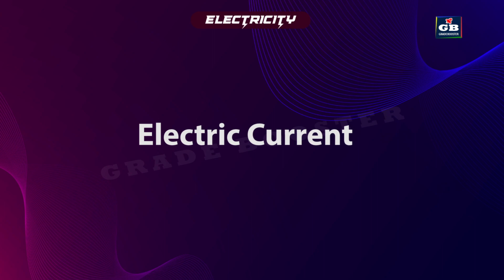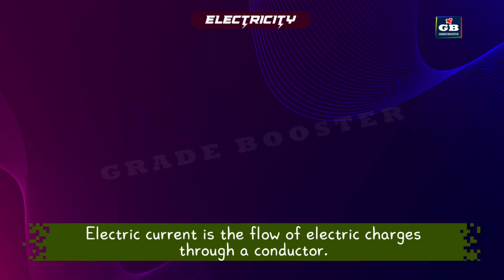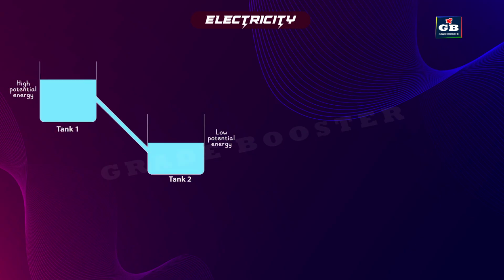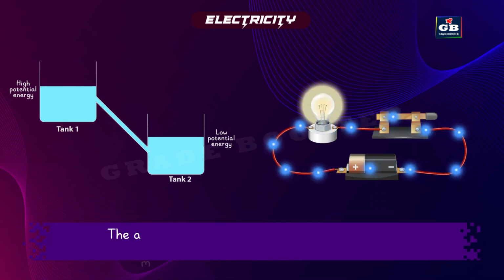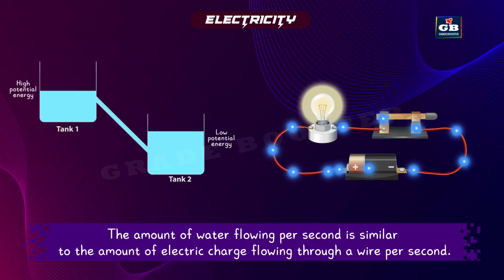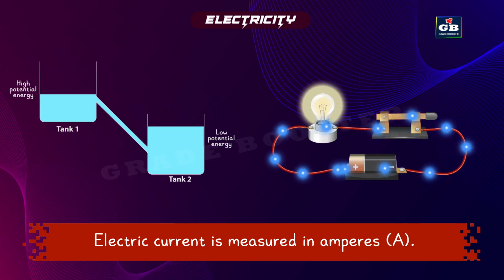Next, electric current. Electric current is the flow of electric charges through a conductor. If we go back to our water tank example, electric current is like the flow of water through a pipe. The amount of water flowing per second is similar to the amount of electric charge flowing through a wire per second. Electric current is measured in amperes.